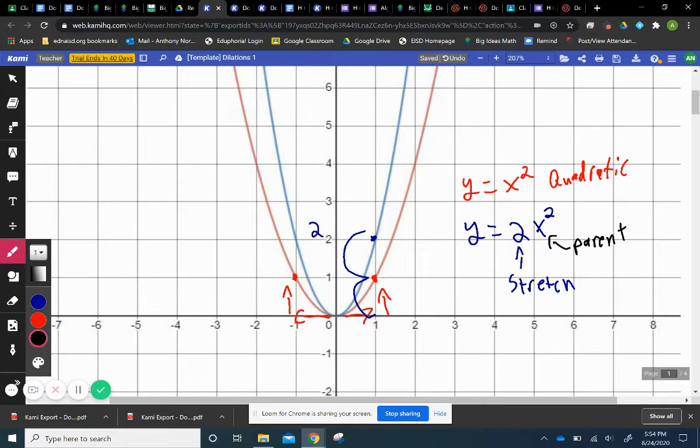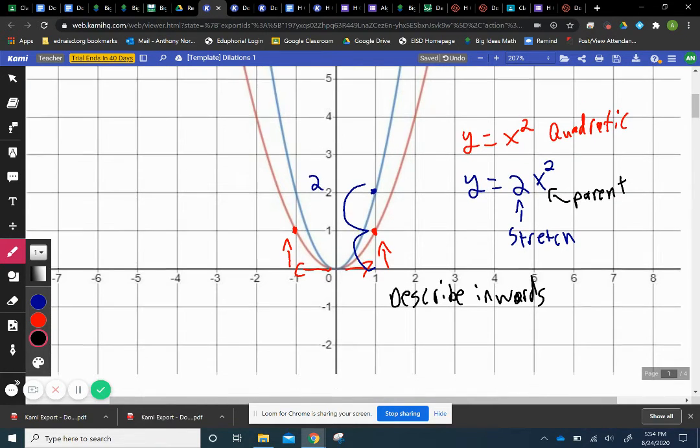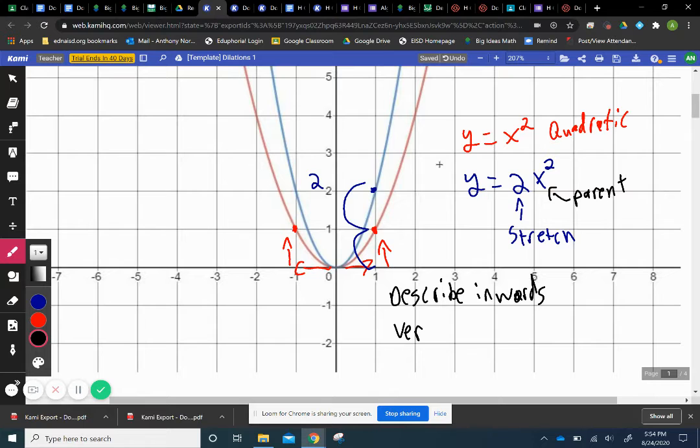So how do we describe this in words? If we describe in words, we have a vertical stretch by a factor of 2. And that's how you answer this.